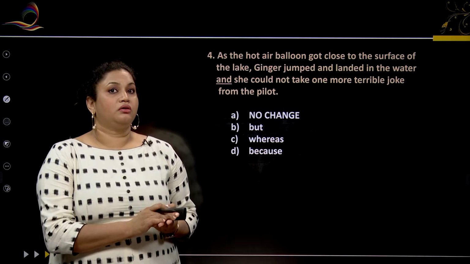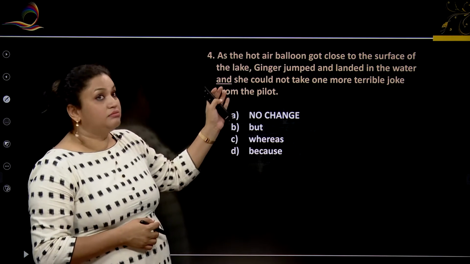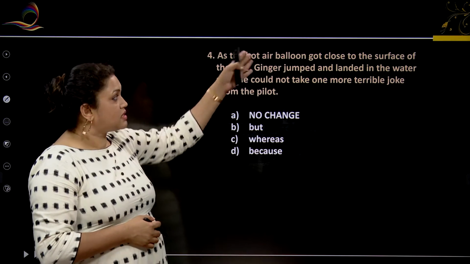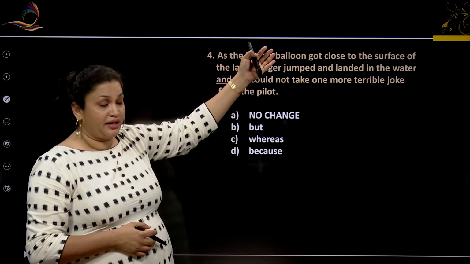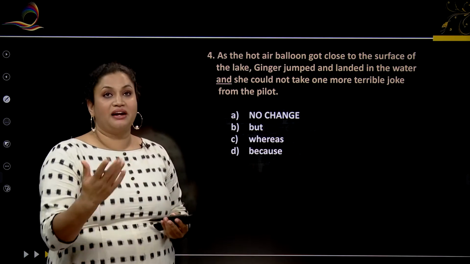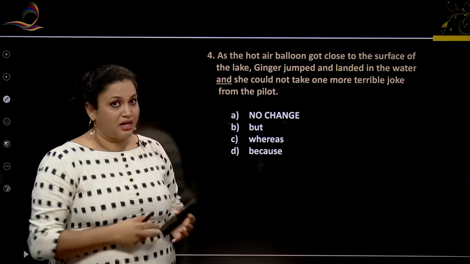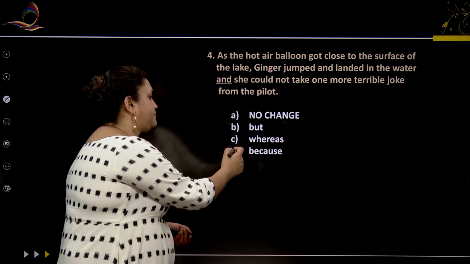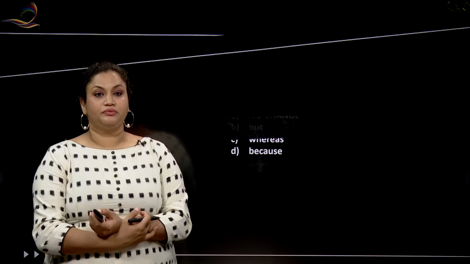Now, I cannot use and there because this is the reason for why she did that. Therefore, this is the cause for why the effect. They are not contradicting. As the hot air balloon got close to the surface of the lake, Ginger jumped and landed in the water. That is the effect, and this is the cause, because she did not want to take it. So in that sense, I cannot have and there. Therefore, I can use because. Clear? Let's go to the next question.